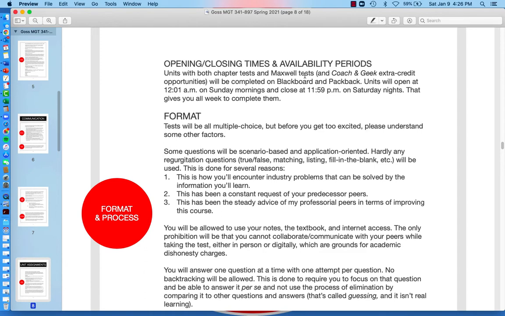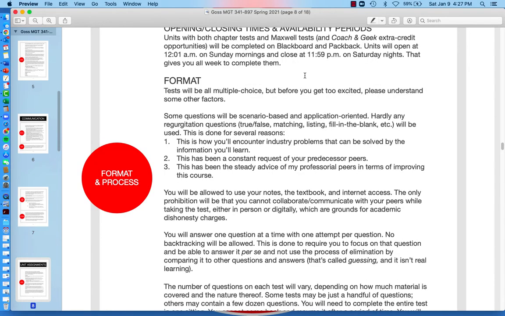Now, the other caveat to that is this: open notes, open textbooks, open internet access, but no collaboration. Now, it would be a little bit challenging sometimes to find these things out, some people would think, but I can find them out. I have ways of finding them out more easily and readily than you think, and I can and will do that if I start to see certain patterns emerge between you. So the only thing that I ask of you in terms of academic dishonesty is that you not collaborate with another student while you're doing these tests. That is grounds for academic dishonesty charges.